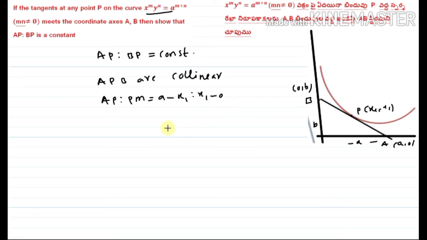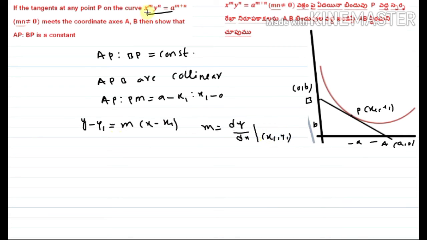First, to find the equation of the tangent. Already you know the formula. The equation of the tangent is y minus y1 is equal to m into x minus x1, where m is equal to the formula dy by dx at x1.